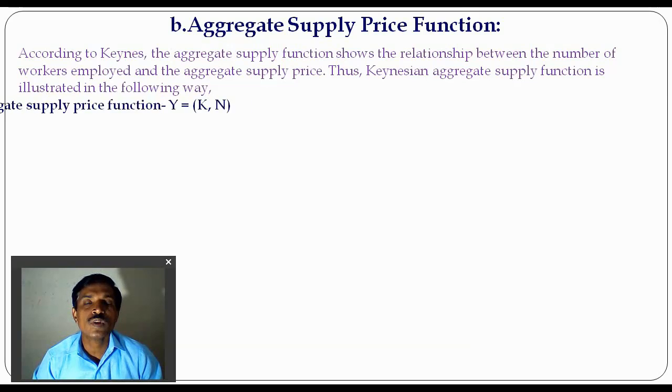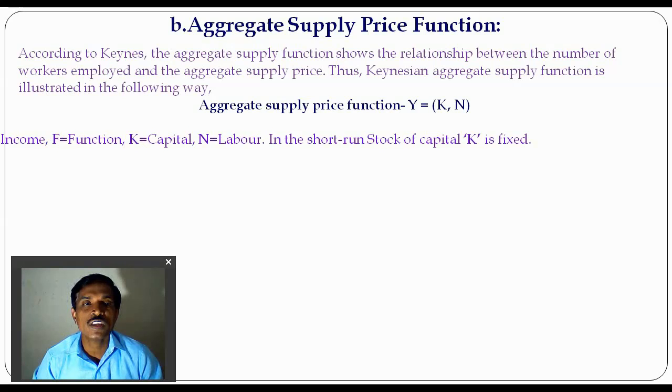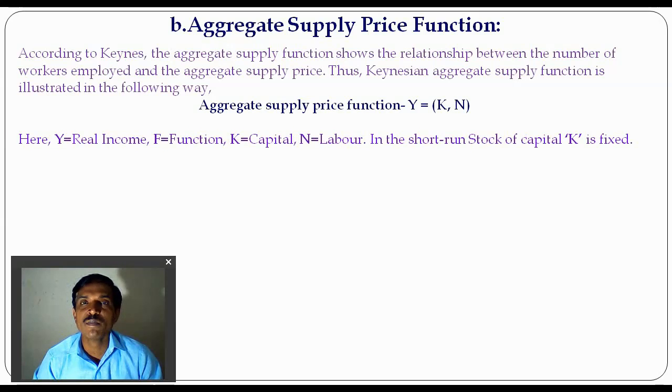So we can illustrate the aggregate supply price function. Aggregate supply price function, Y is equal to F(N). Here Y means the real income, F means the function, K for the capital, N means the labor. In the short term, the stock of capital K is fixed. So K is fixed.